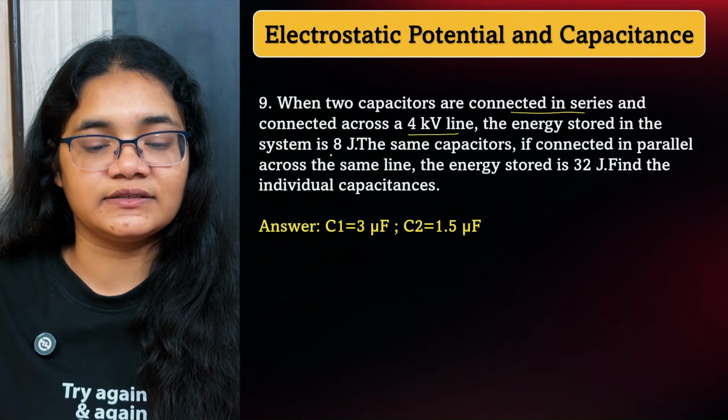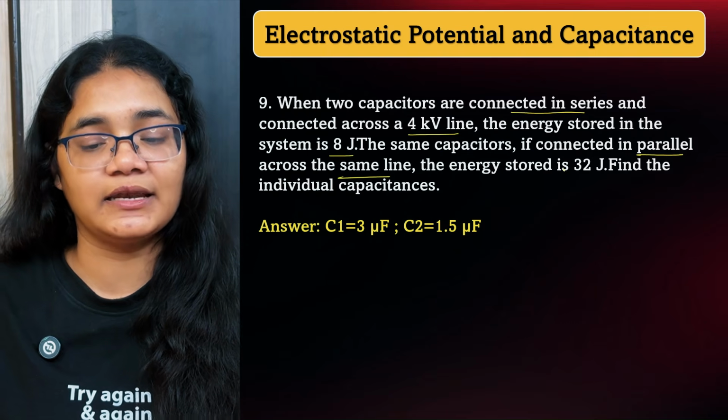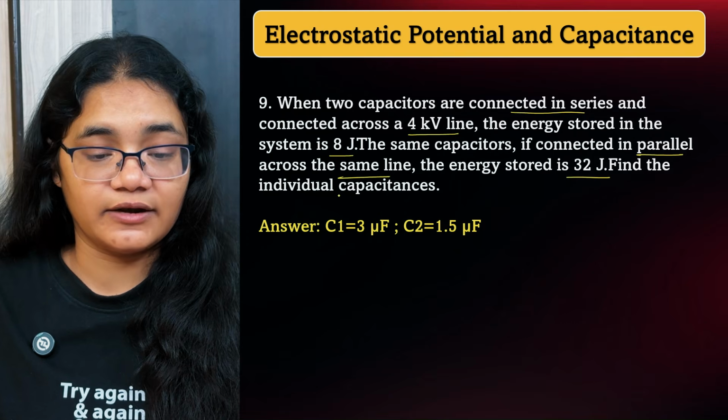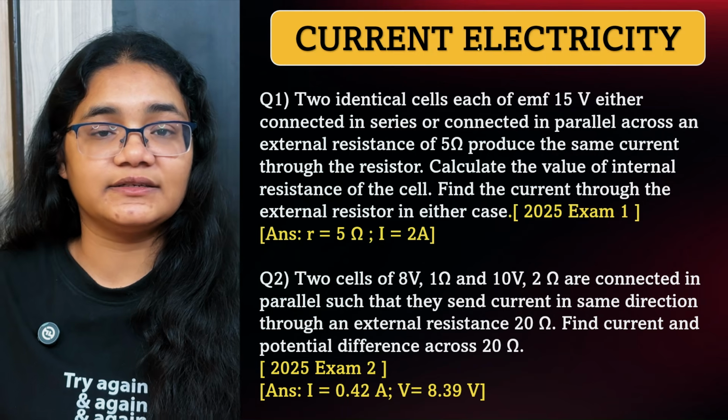Next, we have: when two capacitors are connected in series and connected across a 4 kV line, the energy stored in the system is 8 joule. The same capacitors, if connected in parallel across the same line, the energy stored is 30 joule. Then find the individual capacitances. Now we'll move to the third chapter, that is current electricity.